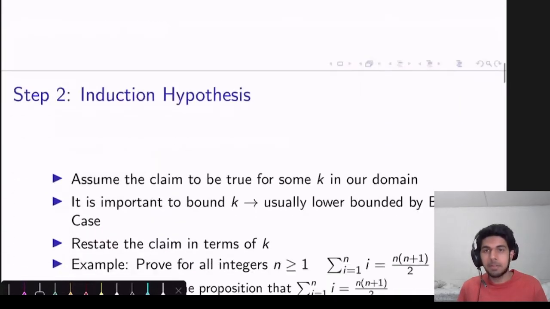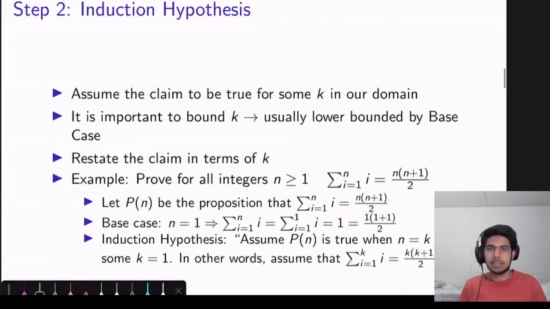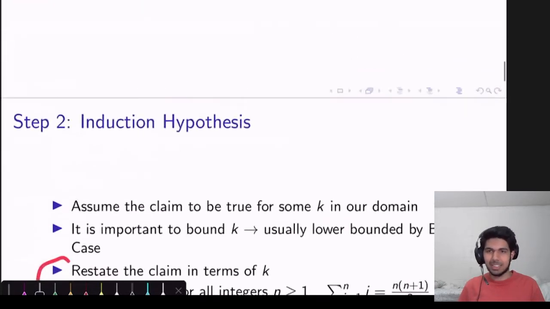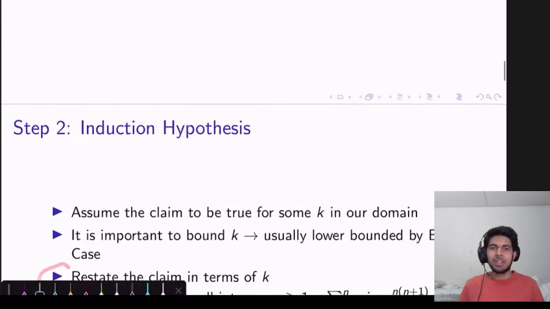What's the second step? That would be the induction hypothesis. This is when we assume the claim or proposition to be true for some k in our domain. Okay, let me just scroll up a little bit. But yeah, what we're going to do is take what we're asked to prove, and we are going to assume it to be true. And for people hearing this for the first time, you're like, this is crazy. How can we just assume something to be true when we want to prove it to be true? Well, that's what induction does.